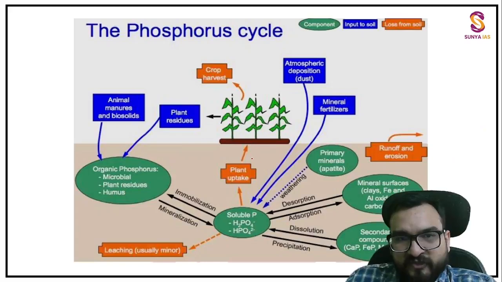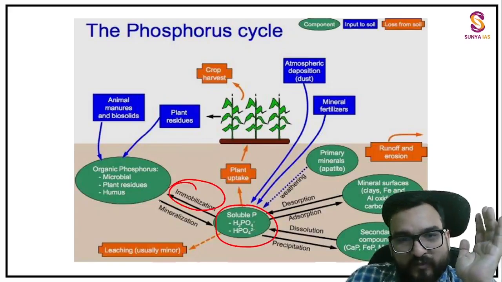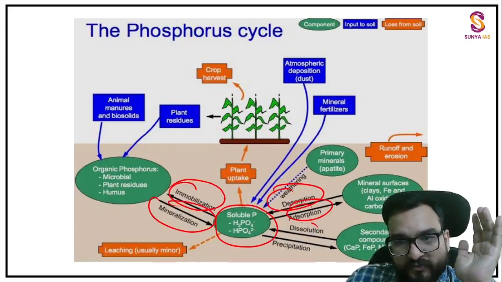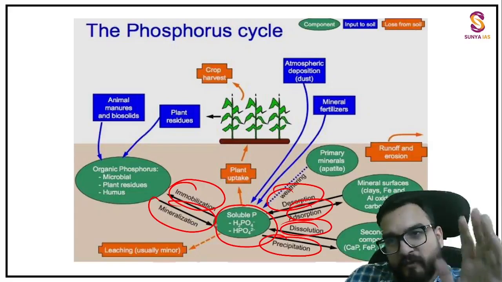Right now this diagram is very chaotic. No need to understand this right now, guys. You will understand everything. What is this? Immobilization, mineralization, sorption, adsorption, dissolution, precipitation. You will understand each and everything. Don't worry about it right now.